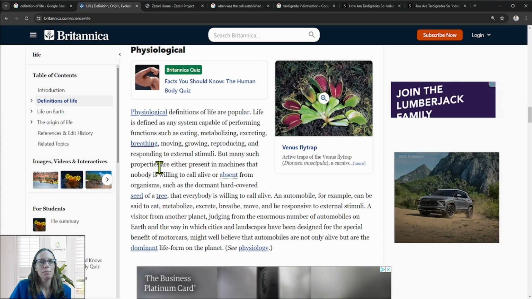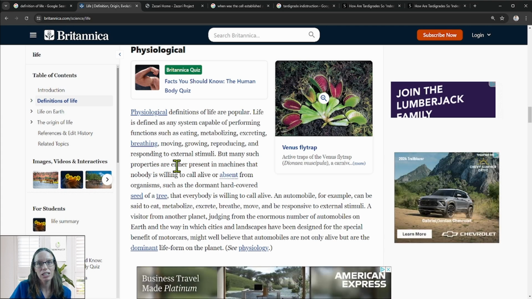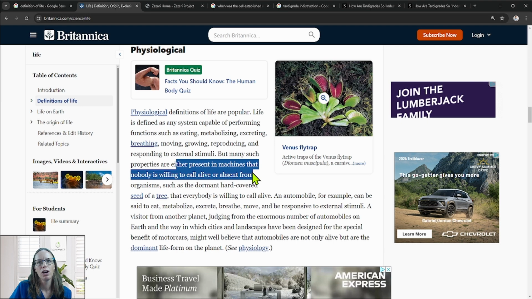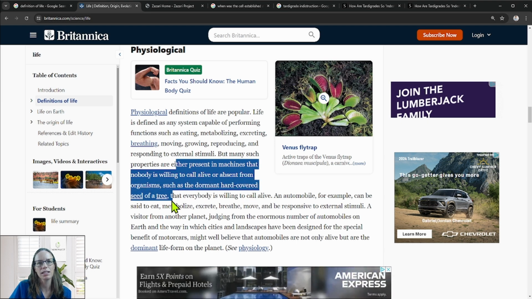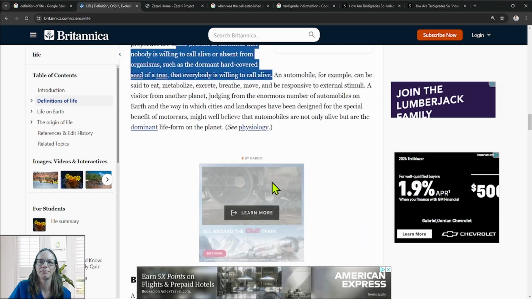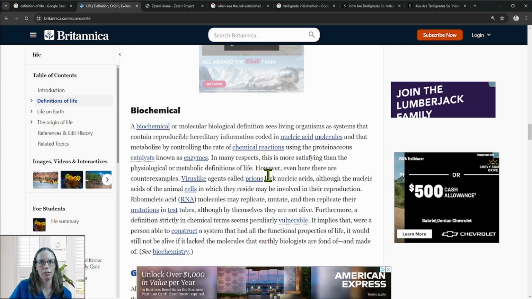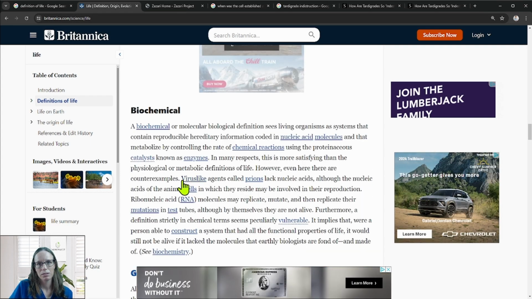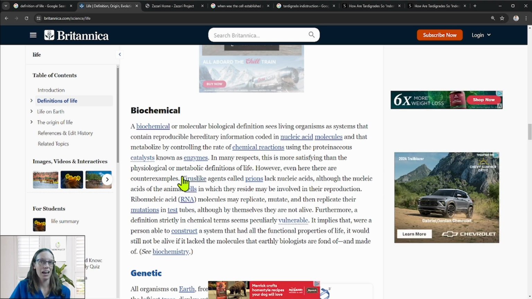But the trouble is many of these properties are either present in machines that nobody's willing to call alive, or absent from organisms, such as a seed, that everybody is willing to call alive. You can try to explain it biochemically. Here we end up in problems like the virus. Is it alive or not?